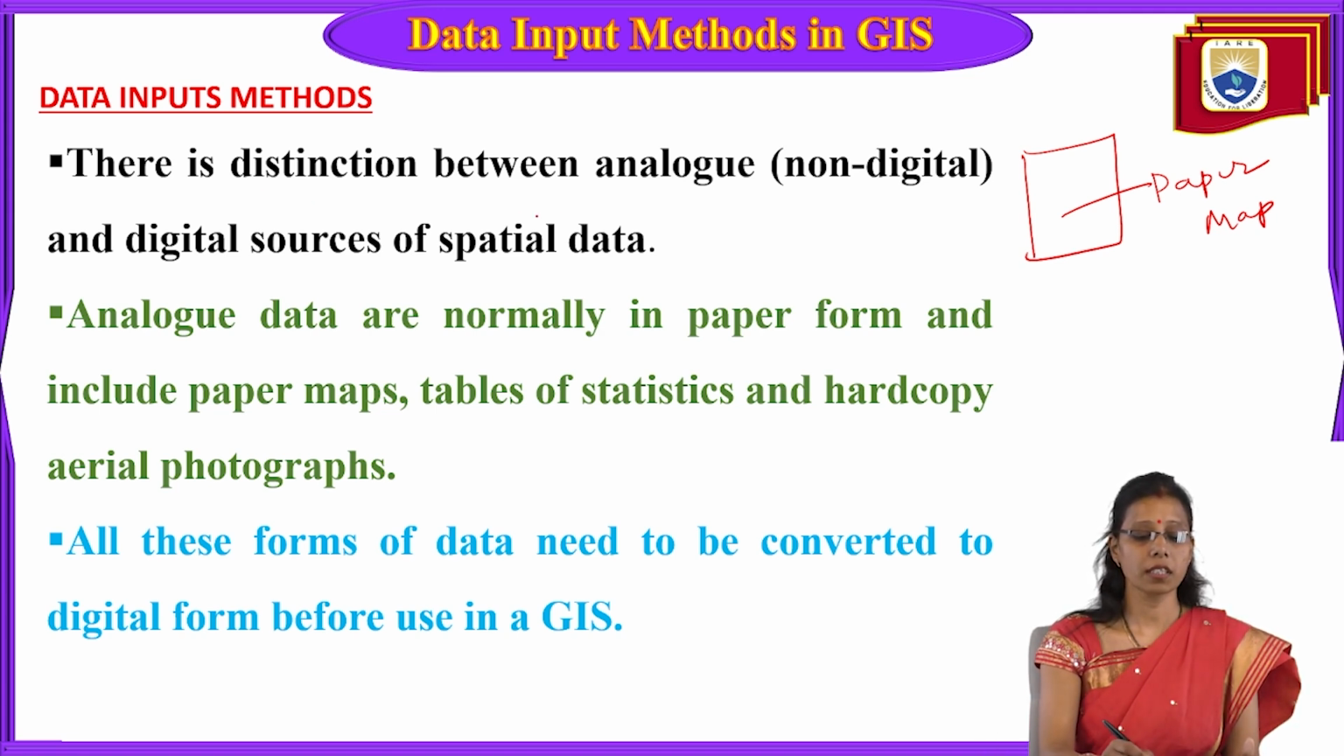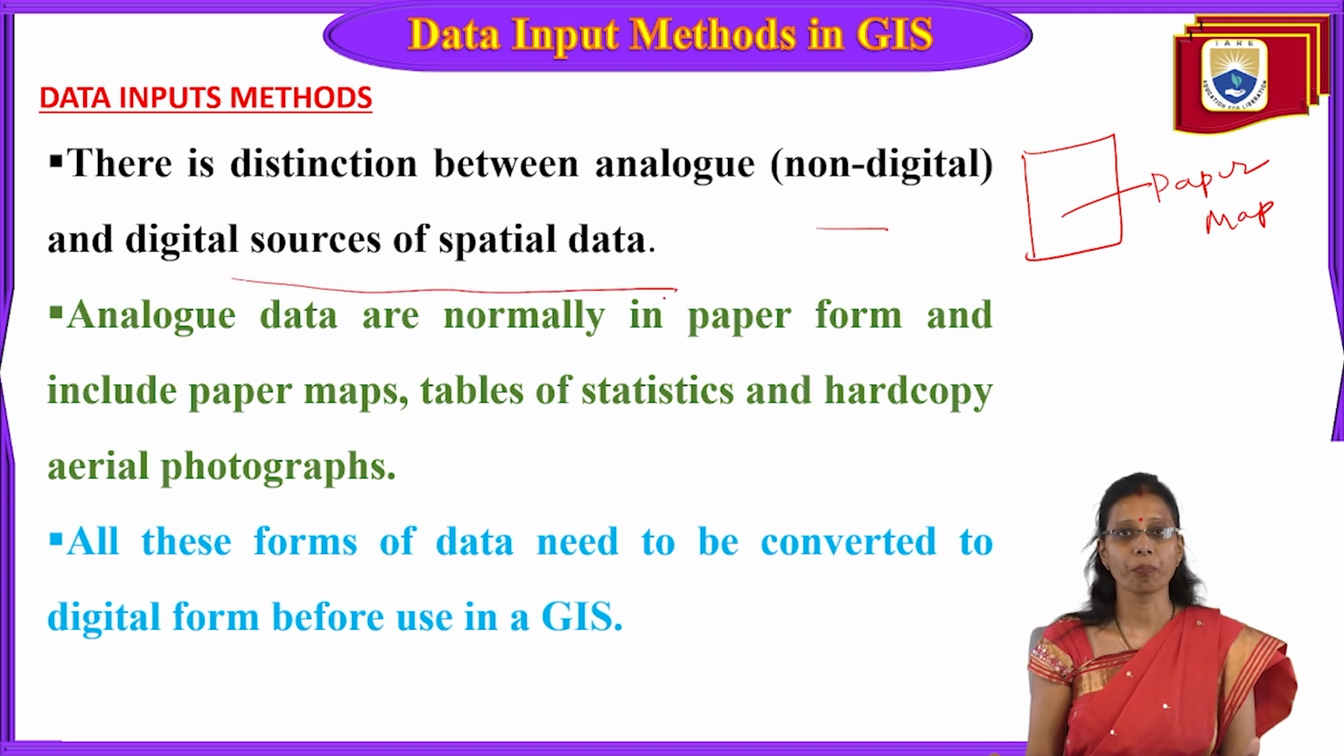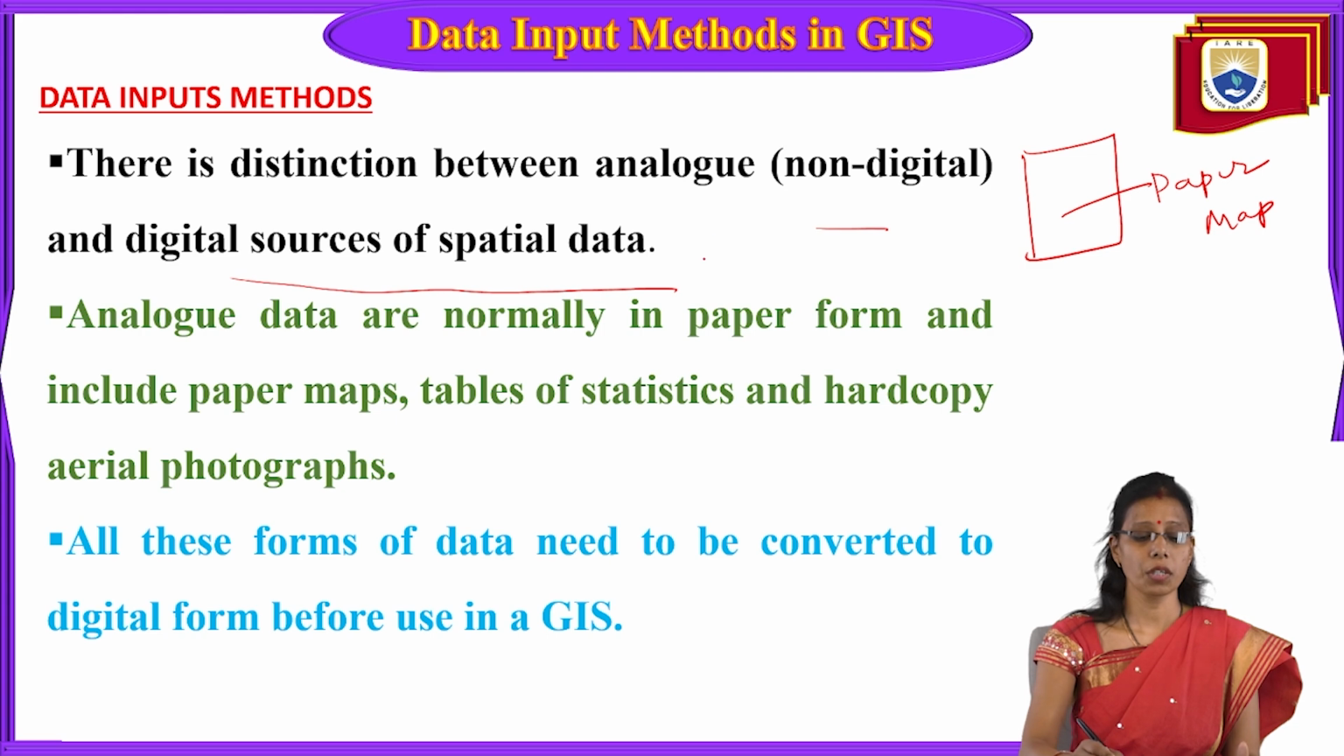There is a distinction between analog and digital sources of spatial data. There are two types of spatial data: one is analog and one is digital. Both can be used in GIS for further processing. If you want to use analog data, we have to convert it into digital format. Otherwise, if you have digital data directly, that can be used in GIS directly. So both can be used in GIS.